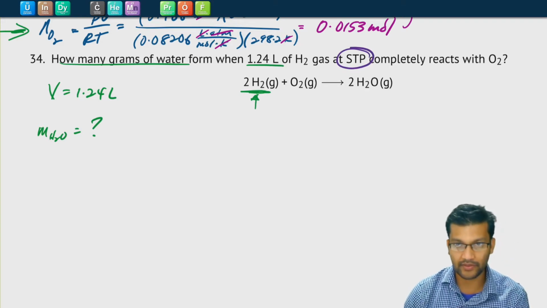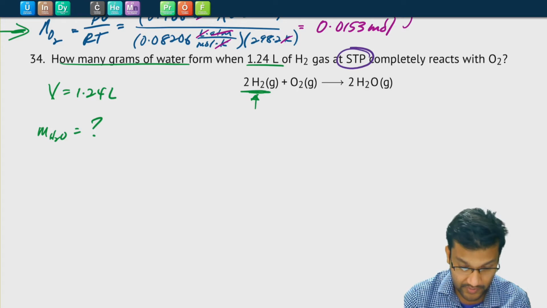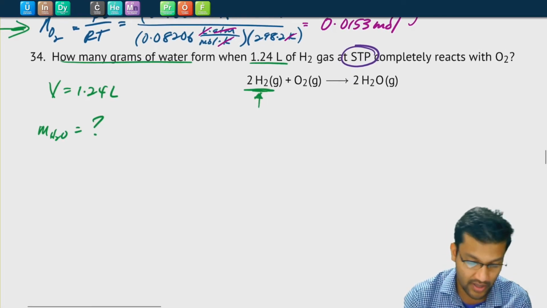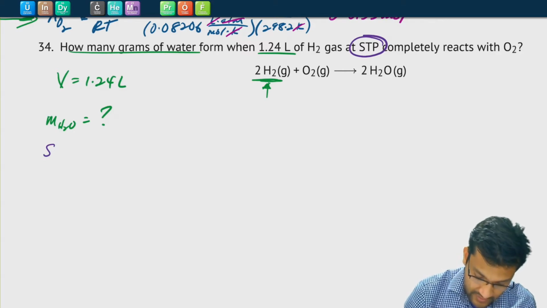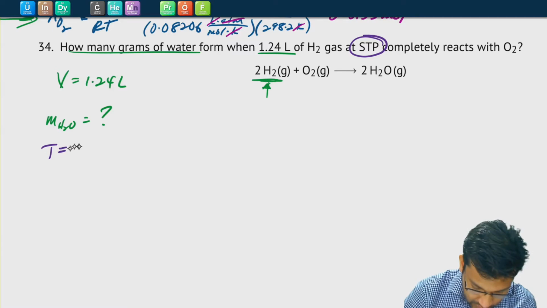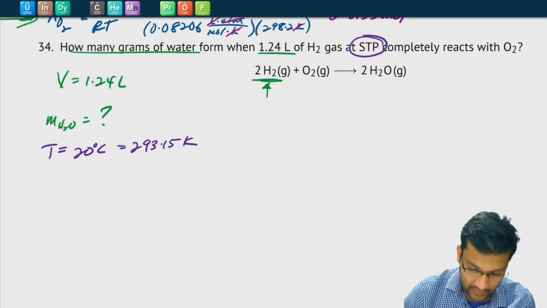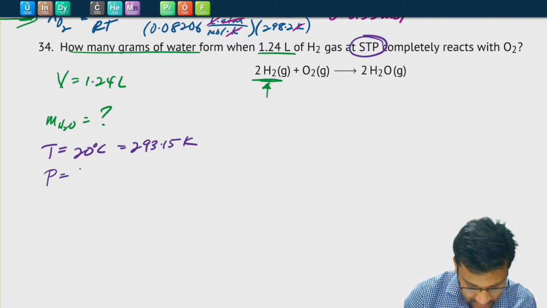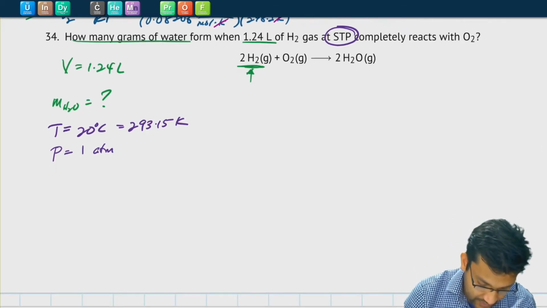Remember what STP was, right? This is why we need to remember what STP, standard temperature and pressure, and NTP, normal temperature and pressure, are. So for standard temperature and pressure, the temperature was 20 degrees Celsius, which comes out to 293.15 Kelvin, right? You add 273.15 to it. Pressure for standard temperature and pressure, easy, 1 atmosphere. Okay, so temperature, pressure, volume.